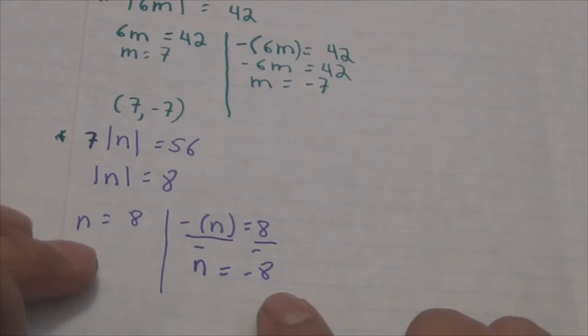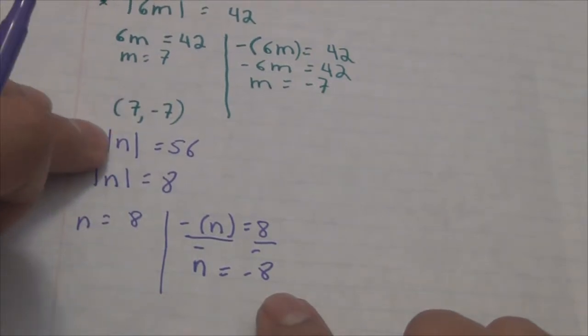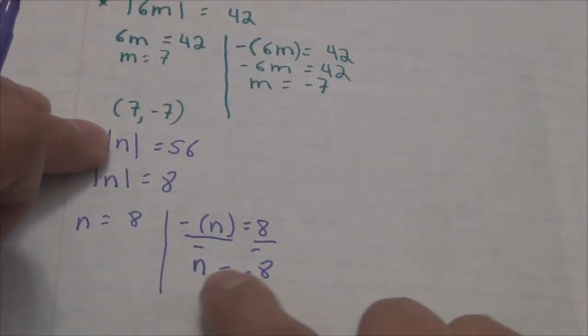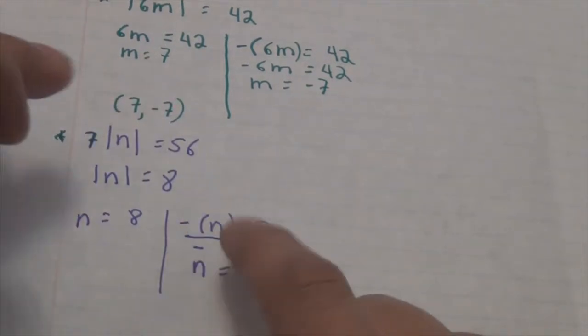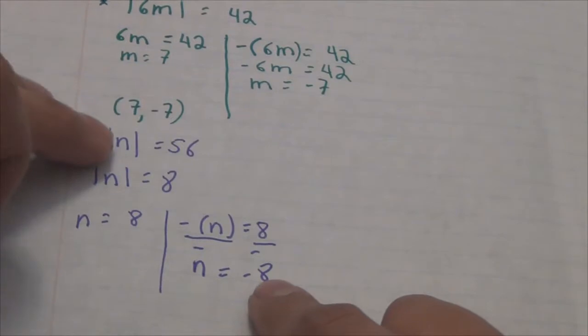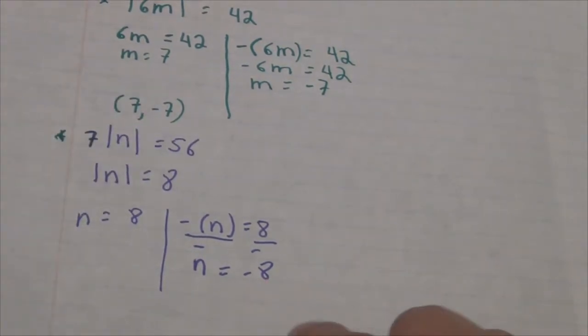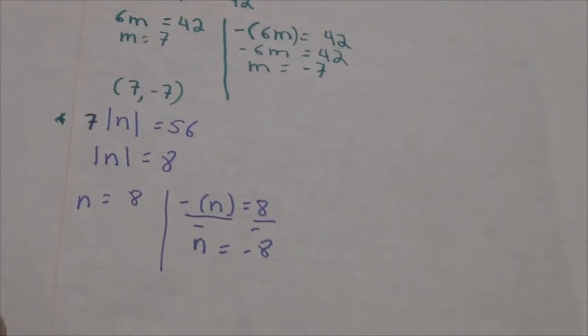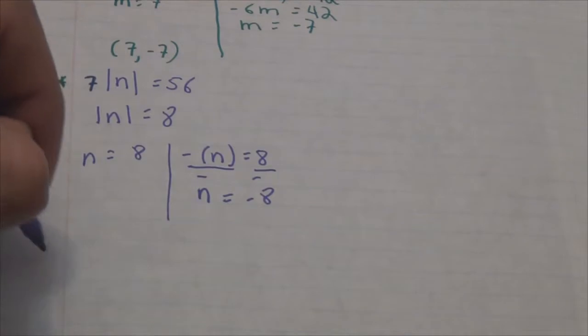Now all I have to do in order to check my equation is replace it in the original. So here, the absolute value of 8 is 8, okay? Times 7, 56, it works. Now, the negative 8. The absolute value of negative 8 is still positive 8. Times 7, 56, it checks. Boom. So you have your answers, 8 and negative 8. Okay, let's do another one.